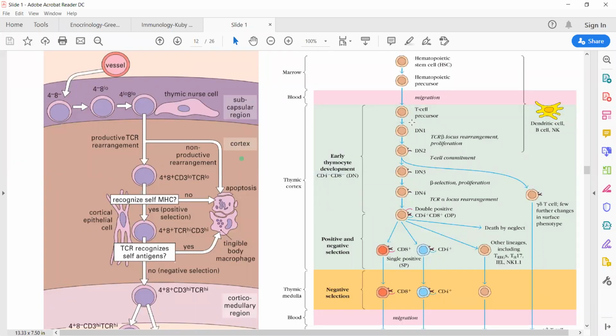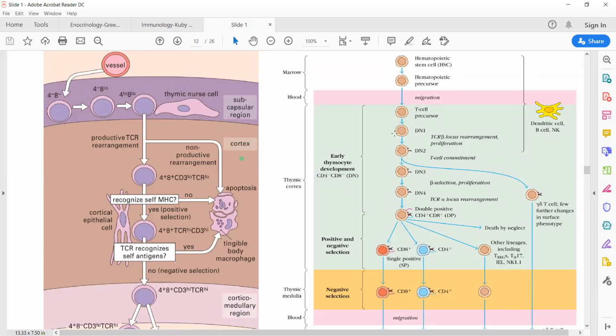But interestingly, they express one famous receptor, the CD25, which is an important receptor part for interleukin 2. CD25 plus is the interleukin 2 receptor. So this is the first category of cell, the double negative 1 cell. In the double negative 1 cell, again repeating, CD44 is down-regulated, CD25 is up-regulated, CD4 and CD8 are down-regulated.